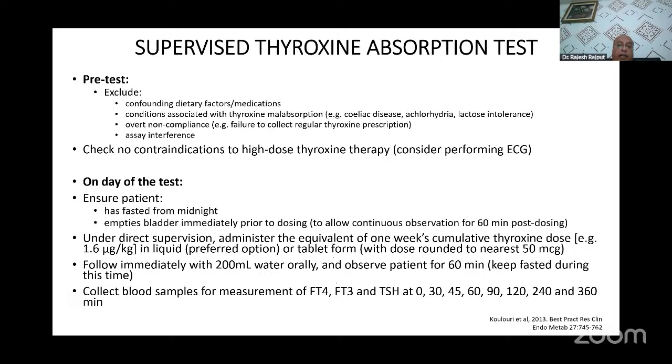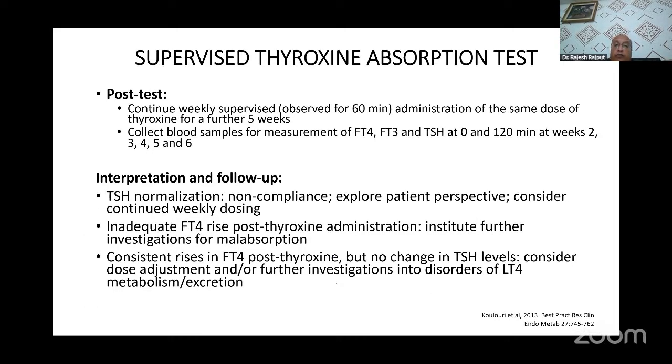And after that, blood samples are drawn. Now we continue this weekly, supervised, for the next 5 weeks and continue to collect the samples of thyroid hormone. Now then, after 6 weeks. And why 6 weeks' time? Because T4 has a half-life of 7 days. It takes a minimum of 5 half-lives to maintain a plasma level. Therefore, we wait for 6 weeks.